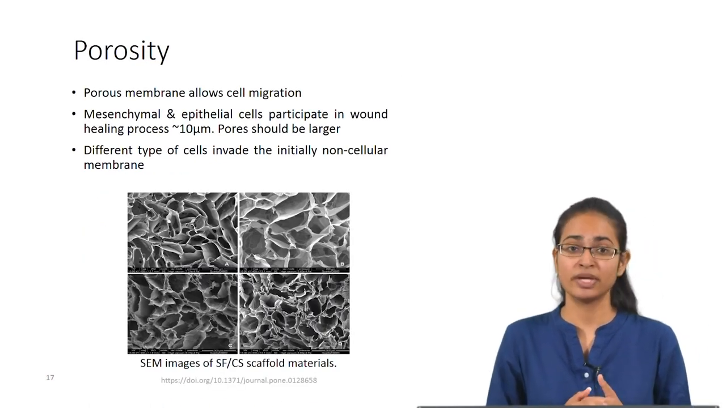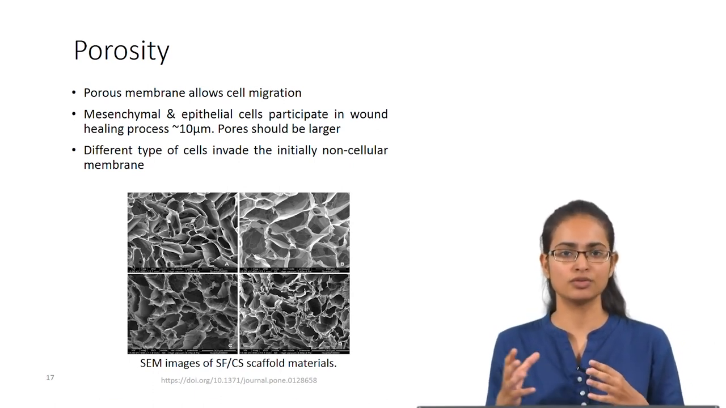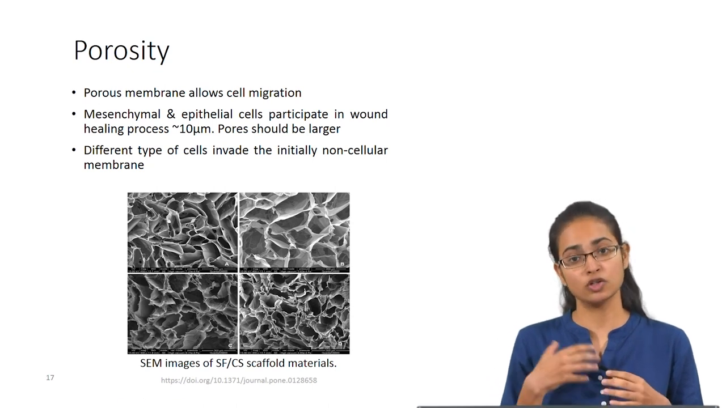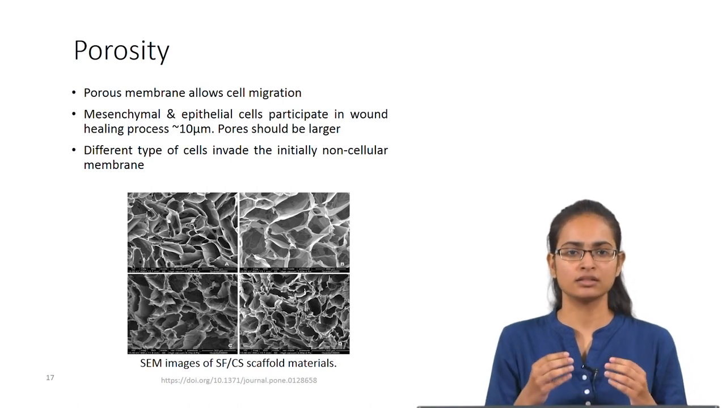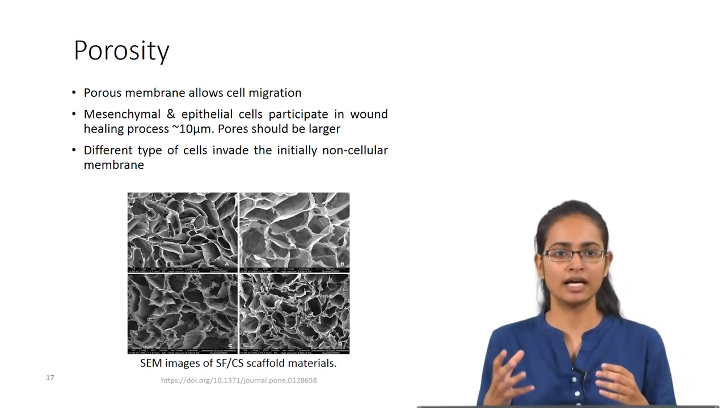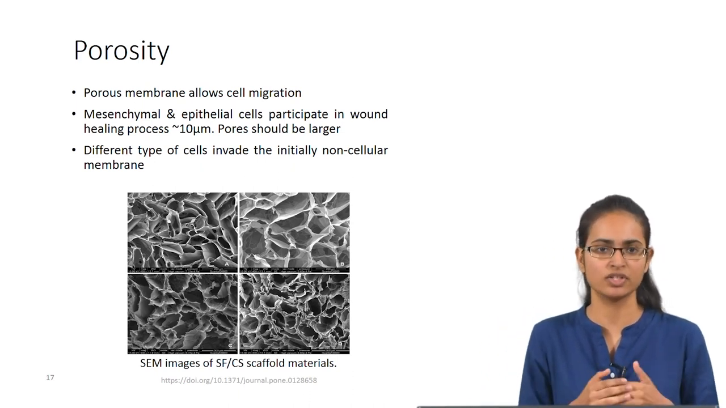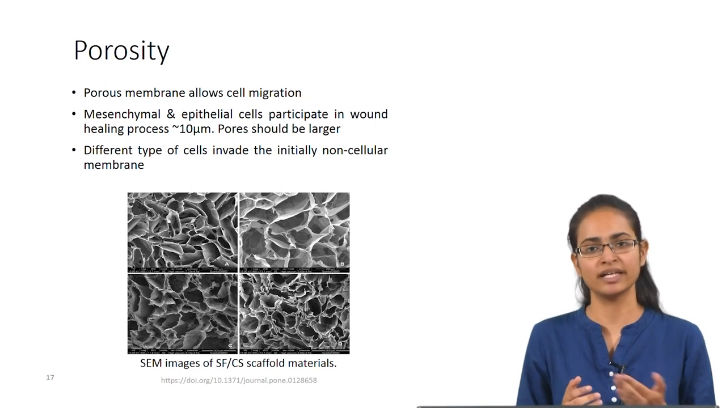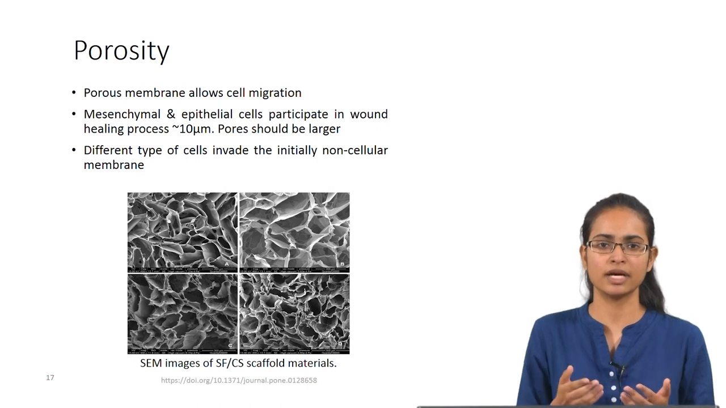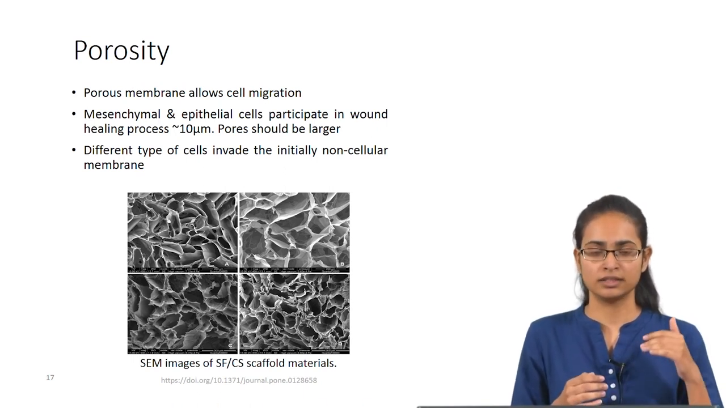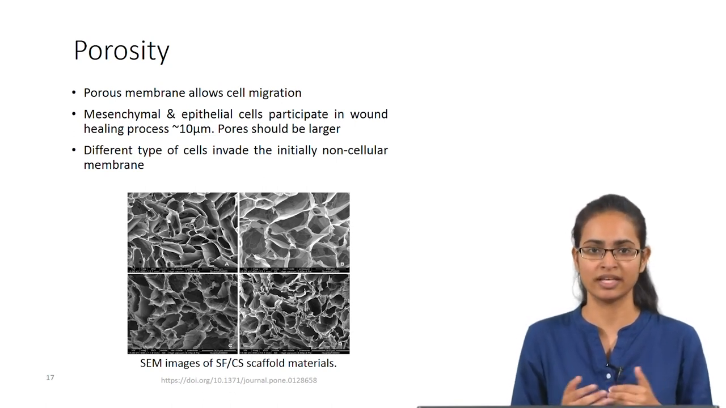The next aspect is porosity. Porosity is crucial to allow cellular migration into the graft and also important for the exchange of gases and nutrients. Porosity is also important to allow the cells that participate in the wound healing process to migrate into the graft, majorly being mesenchymal and epithelial cells. These cells have a size of approximately 10 micrometers. So, the pore size of the membranes should be larger than this to allow cellular migration.